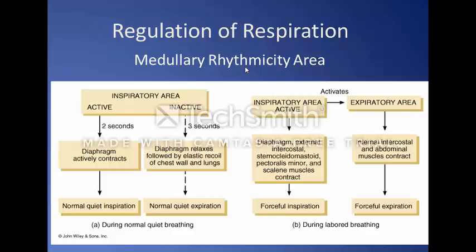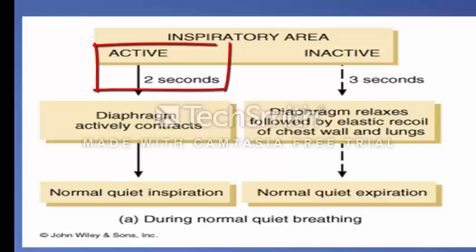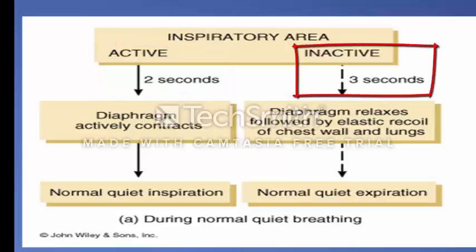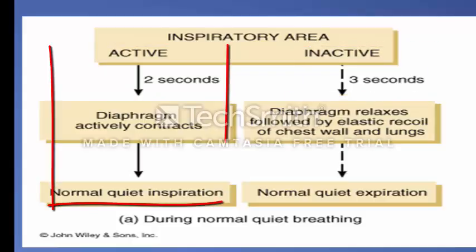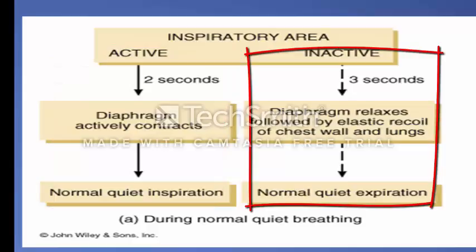So the medullary rhythmicity centre includes the inspiratory area and the expiratory area. If we look at normal quiet breathing, we can see that the inspiratory area is active for 2 seconds and then inactive for 3 seconds. During activity, the diaphragm actively contracts and there is normal quiet inspiration. During inactivity, the diaphragm relaxes, followed by elastic recoil of the chest wall and lungs, resulting in normal quiet expiration.